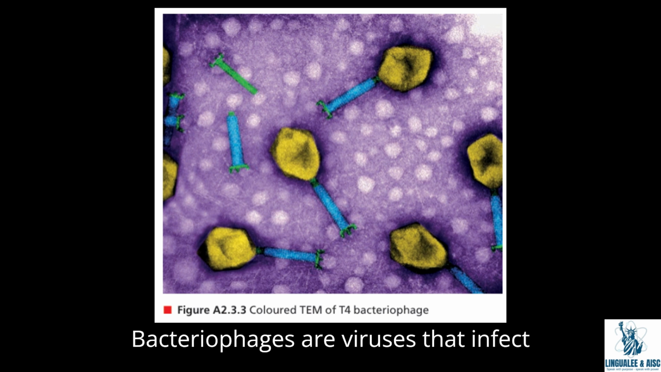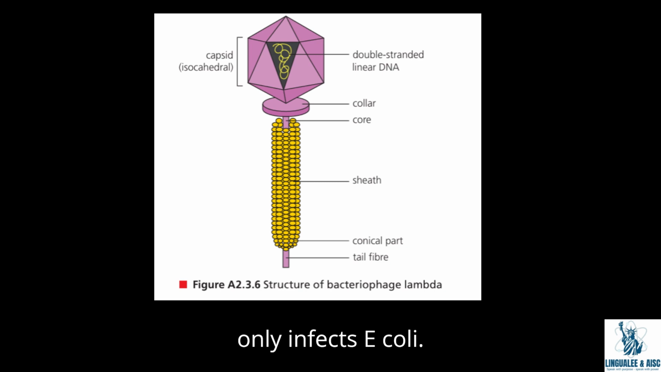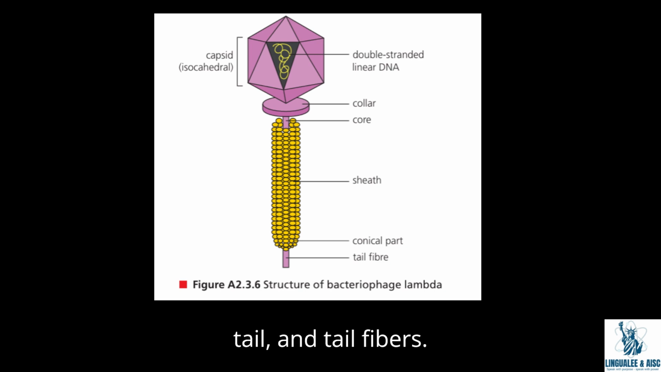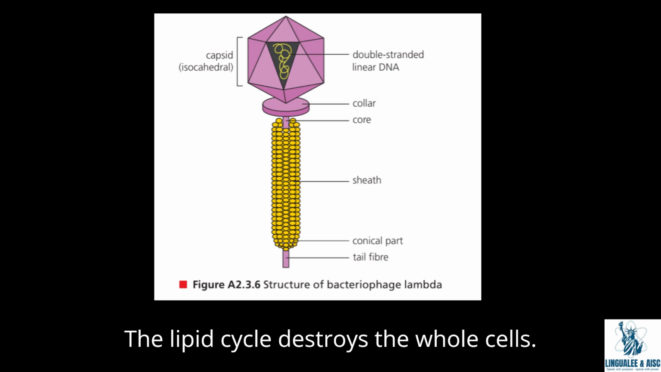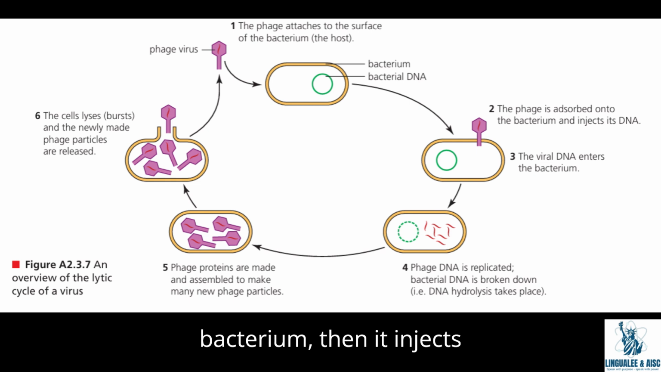Bacteriophages are viruses that infect bacteria. Lambda phage only infects E. coli. Its structure includes a capsid, a tail, and tail fibers. The lytic cycle destroys the host cells. It starts with the phage attaching to the bacterium, then it injects its DNA and replicates. New phages are assembled and the cell bursts.